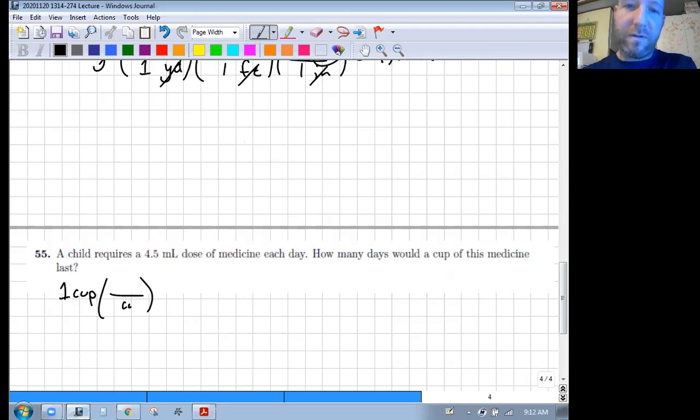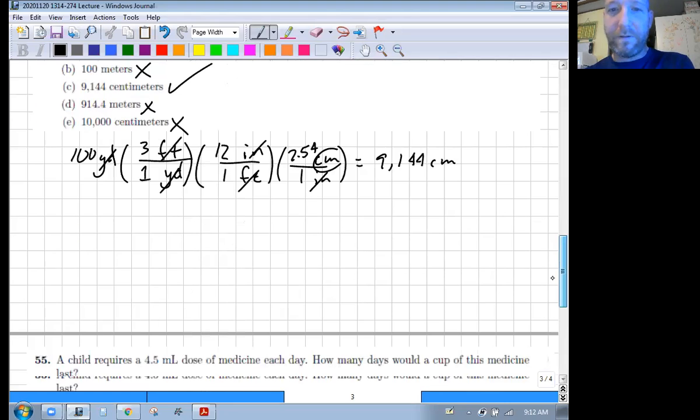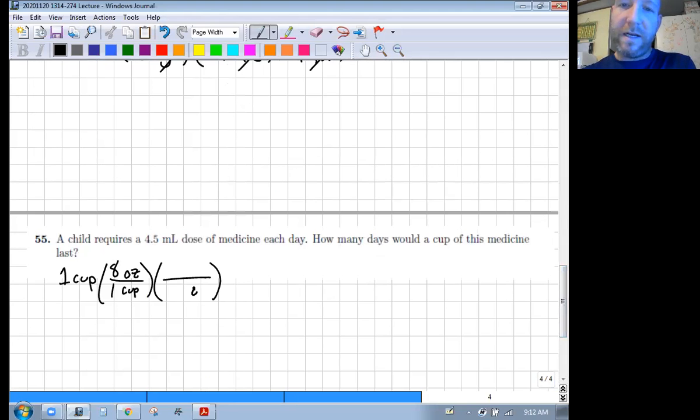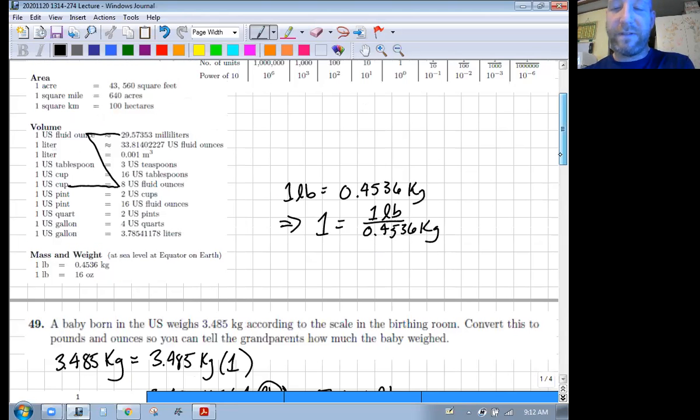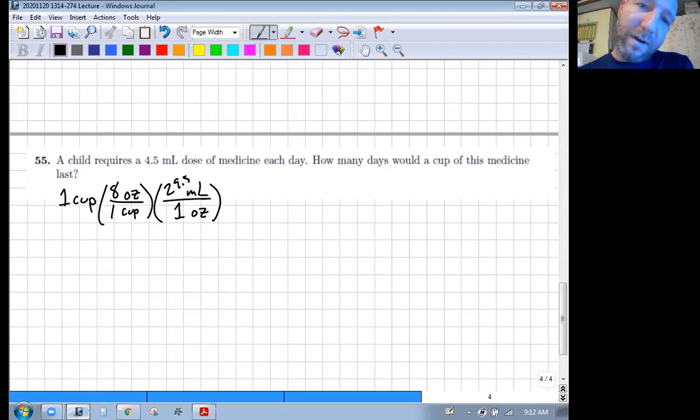So we'll get rid of cups for fluid ounces. There's 8 ounces per cup, right? Yep. Then we get rid of ounces for milliliters. 1 ounce was, my memory sucks, 29.57 milliliters. Cups are gone. Ounces are gone. Converting to milliliters, right? So we have 8 times 29.57 is 236.56 milliliters.